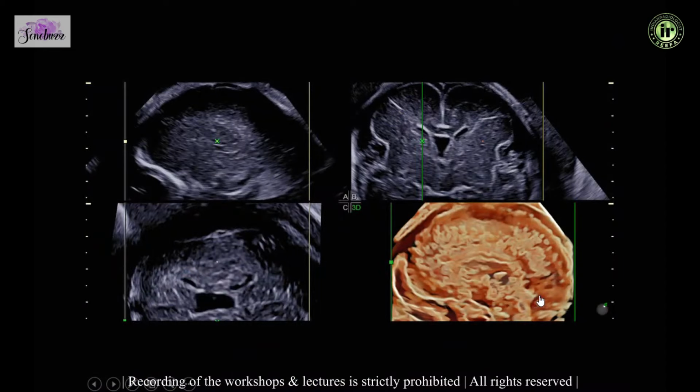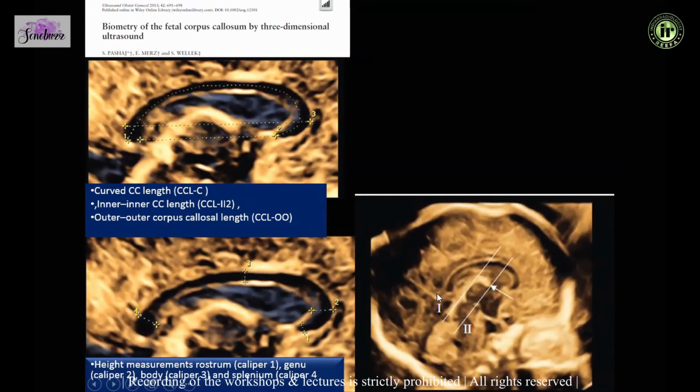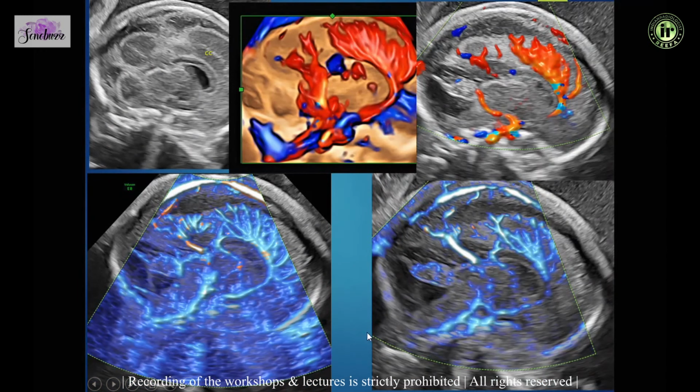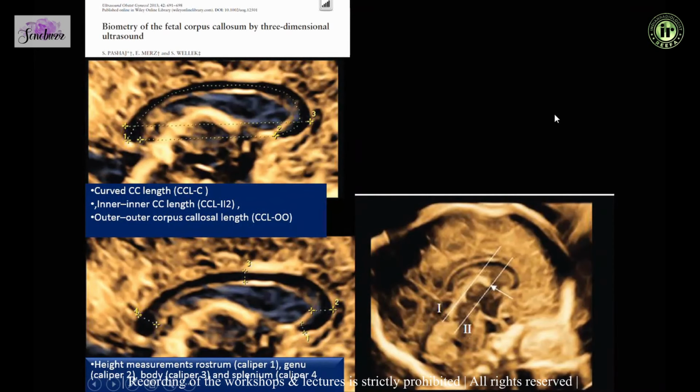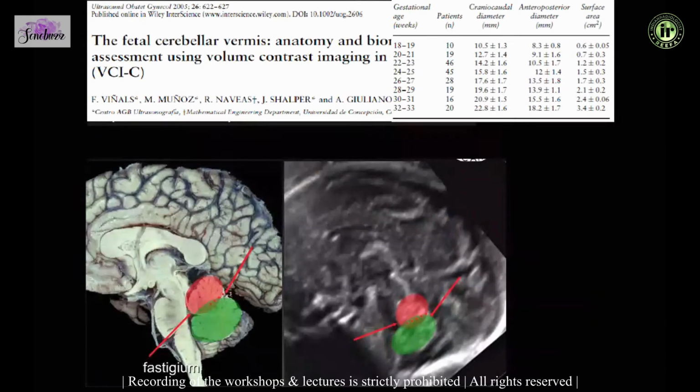Now, color Doppler is also very useful as an indirect sign for identifying the pericallosal artery, which identifies the corpus callosum, as you can see here. And here this is slow flow imaging, which is used to highlight the pericallosal artery and its branches, confirming the presence of a normal corpus callosum. And this is useful for biometry. We measure all the sizes of the corpus callosum, the width and the thickness.